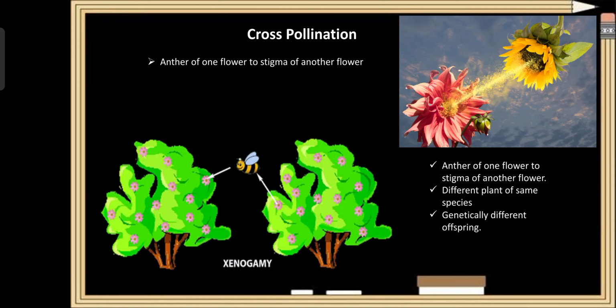Xenogamy means the transfer of the pollen grain from the anther of one flower to the stigma of another flower of a different plant but of the same species. So xenogamy means the transfer of the pollen grain from the anther of one flower to the stigma of another flower of a different plant but of the same species. Therefore, cross-pollination always produces a genetically different offspring.